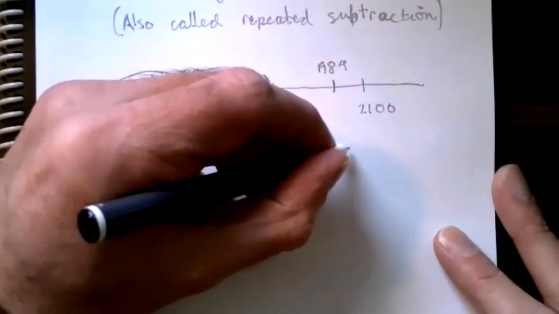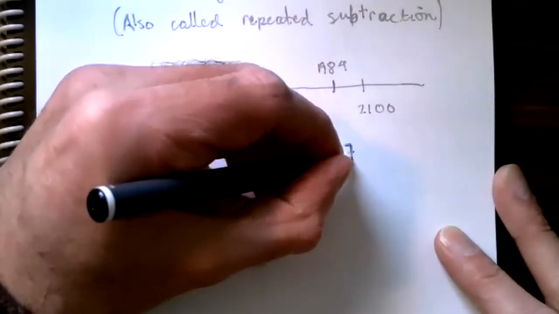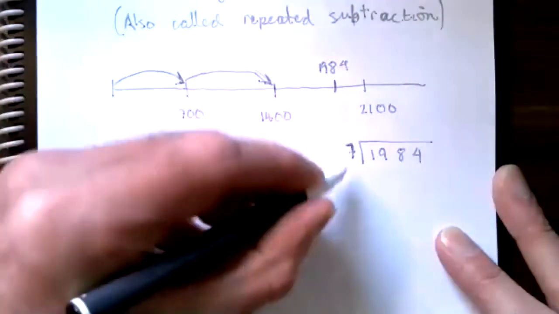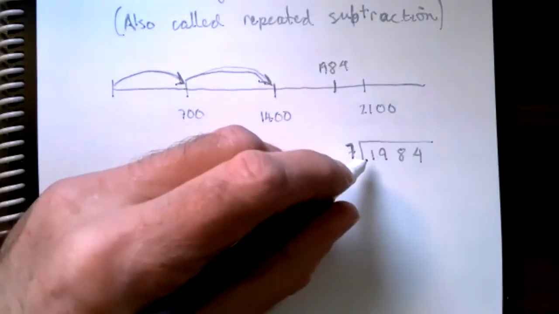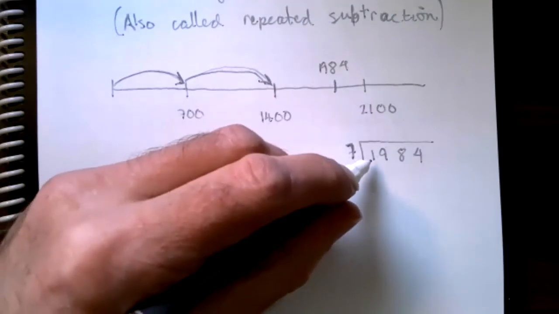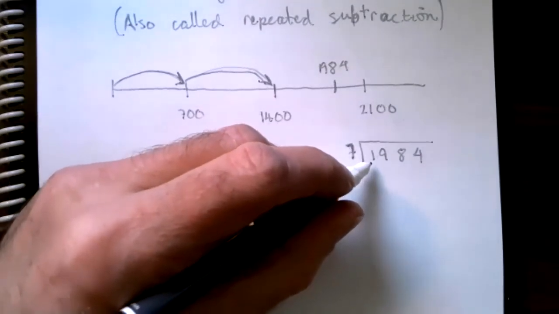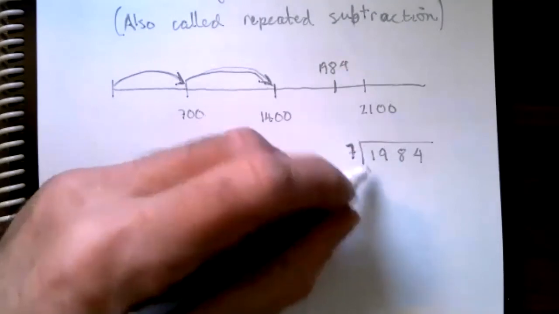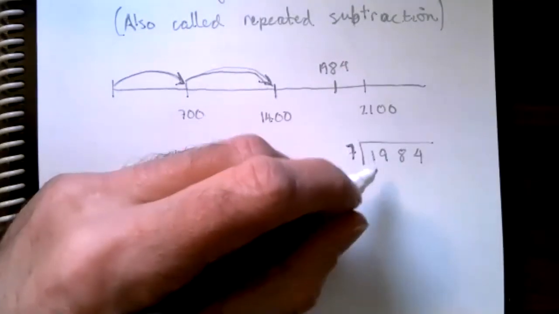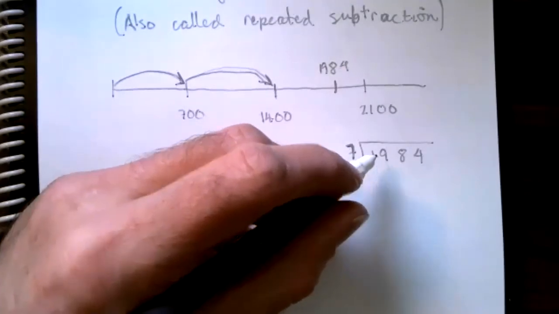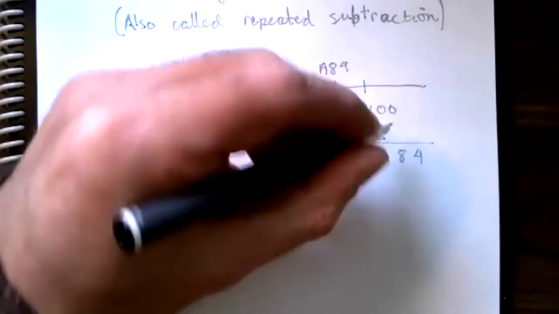Now let me start and put down my division algorithm here. 1984. Okay, now think about how we start the division algorithm. How would you start this? You think about 7 going into 1. It doesn't go at all. What do you do now? 7 into 19. Right, you do 7 into 19. And how many 7s can you get in there? 2, okay?